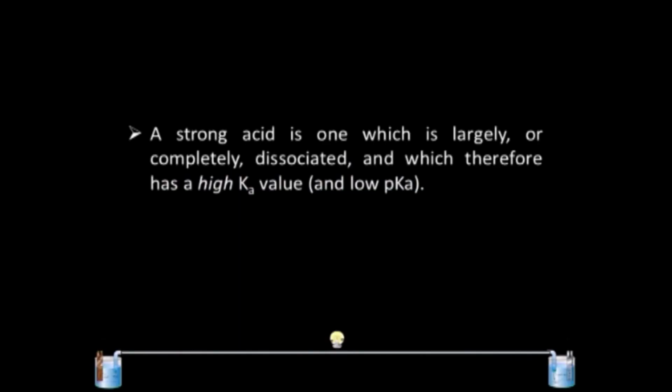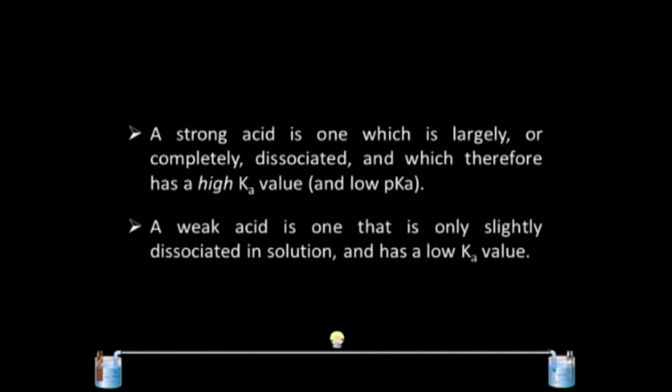A strong acid is one which is largely or completely dissociated and which therefore has a high Ka value, or we can say a low pKa value. On the other hand, a weak acid is one that is only slightly dissociated in solution and has a low Ka value, or we can say a high pKa value.